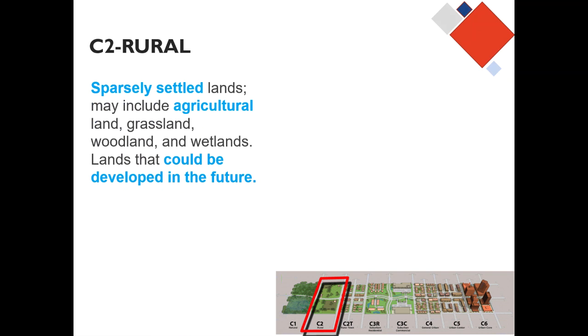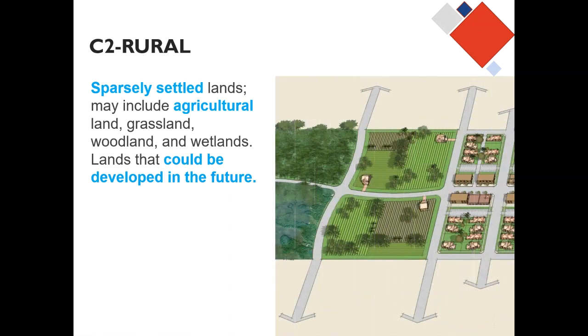The C2 rural lands include sparsely settled agricultural lands that may be fields or orange groves or other agricultural uses today. They may also be woodlands or wetlands that could be developed at some point in the future. The key difference between C1 and C2 is that C2 has the potential for future development. C1 does not.